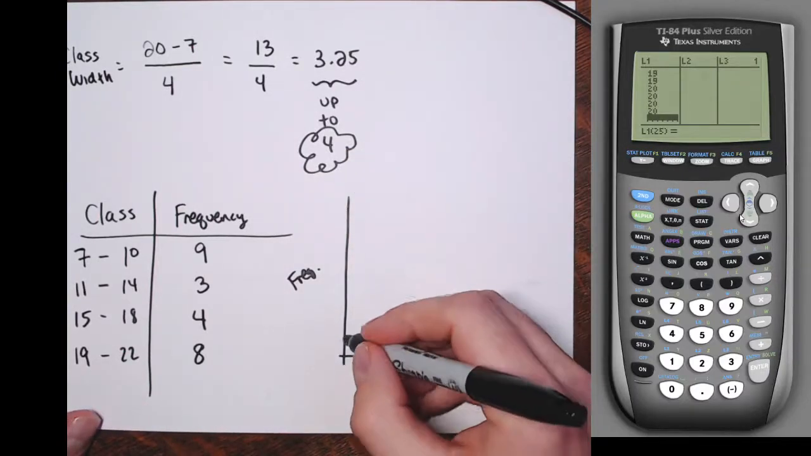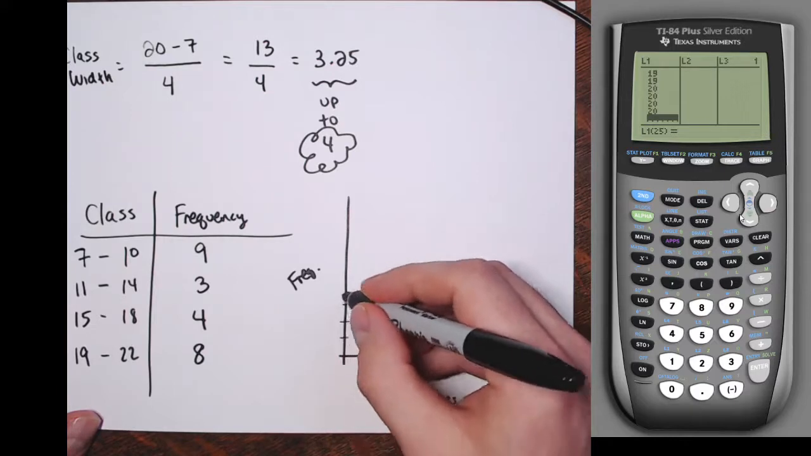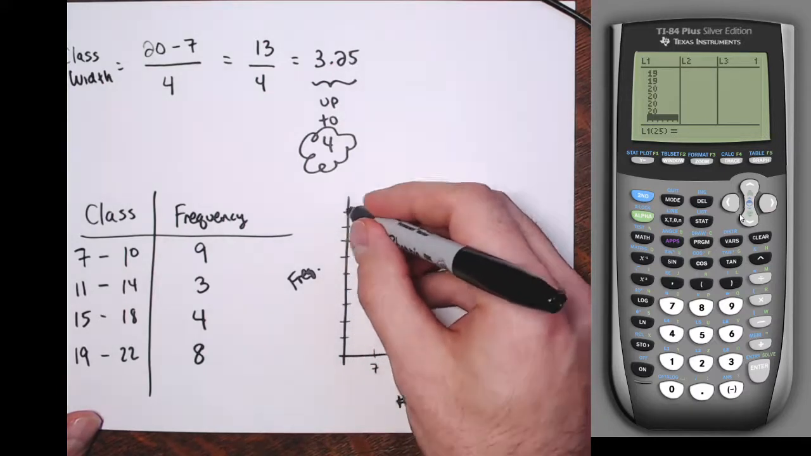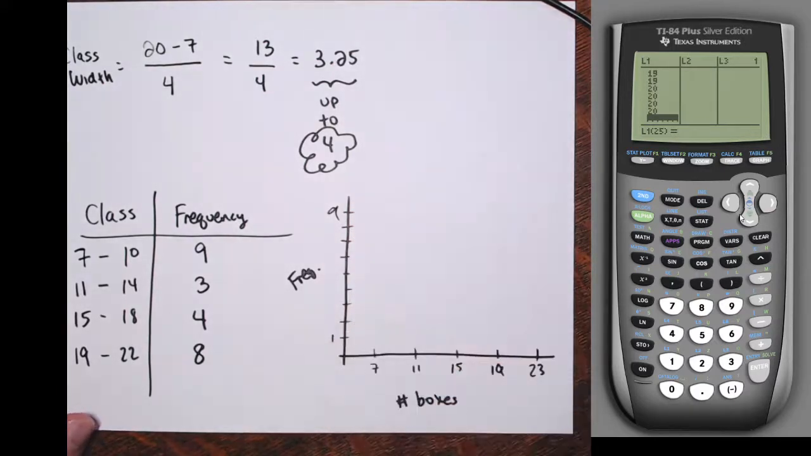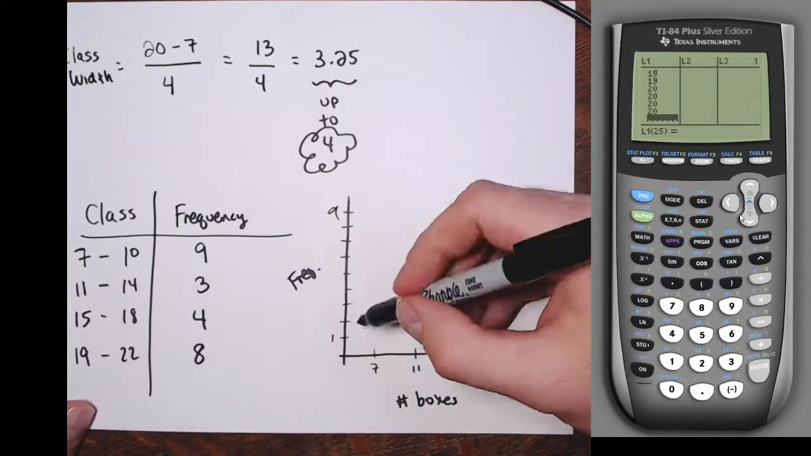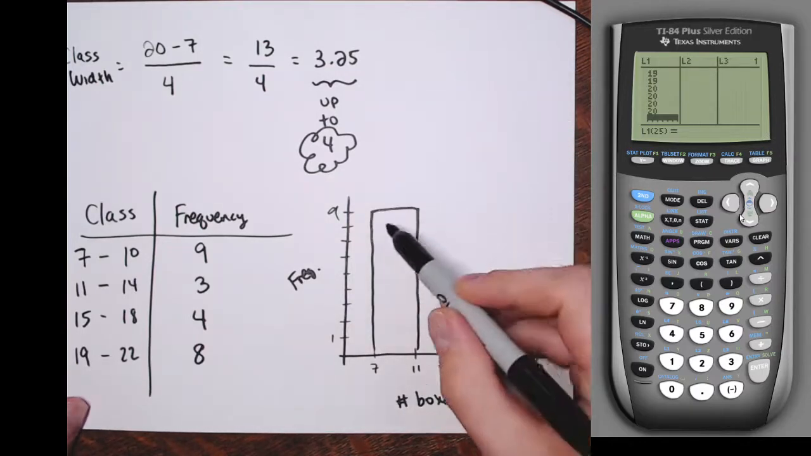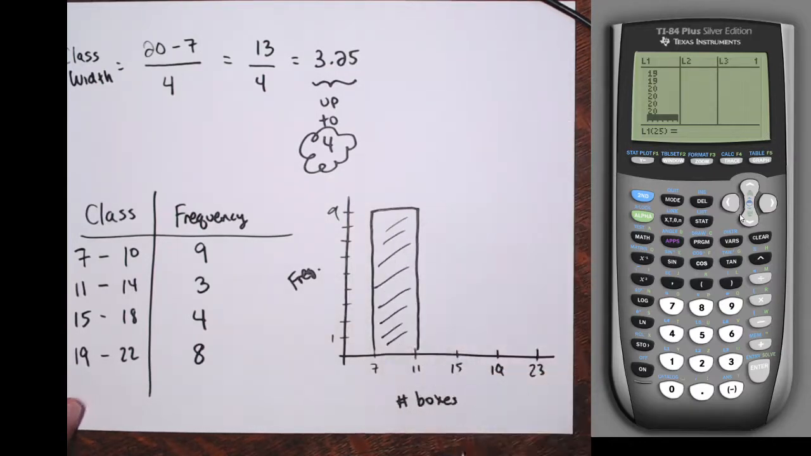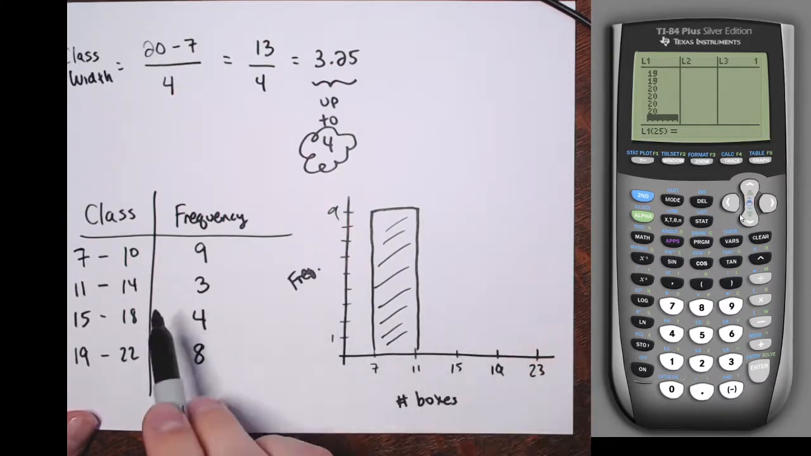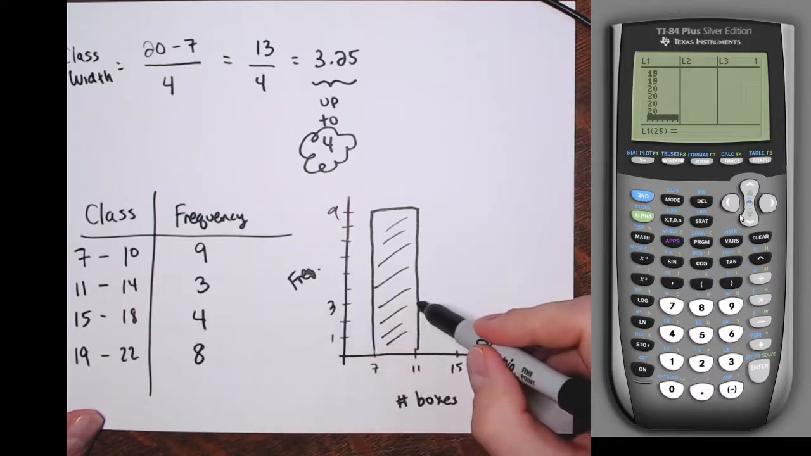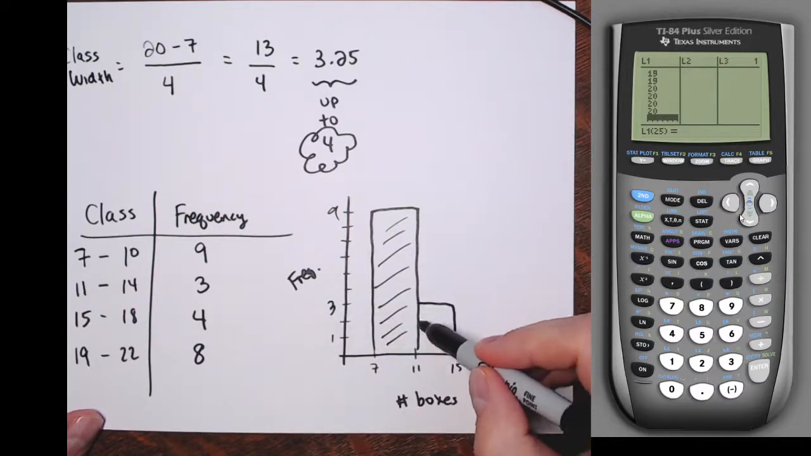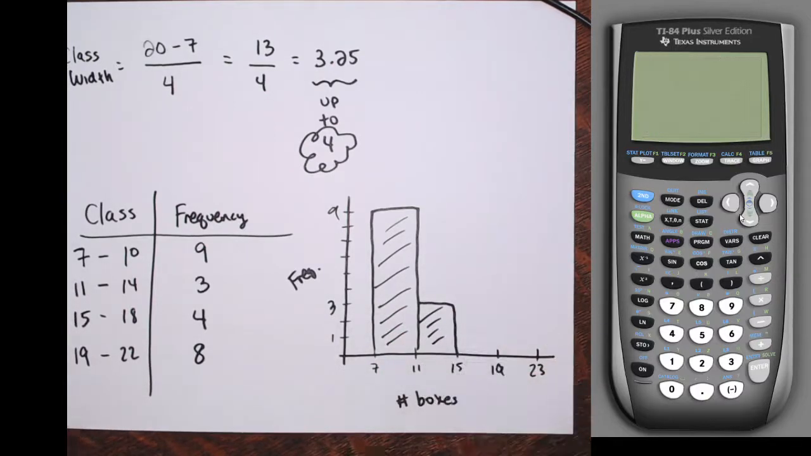And then the frequencies, 0, 1, 2, 3, 4, 5, 6, 7, 8, 9. First one, 7, the first class here has a frequency of 9 boxes. Not 9 times, they ordered 7 to 10 boxes. There were 9 weeks where they ordered 7 to 10 boxes. Next class, 3. Right, 3. So there were 3 weeks where they ordered from 11 to 14 boxes.